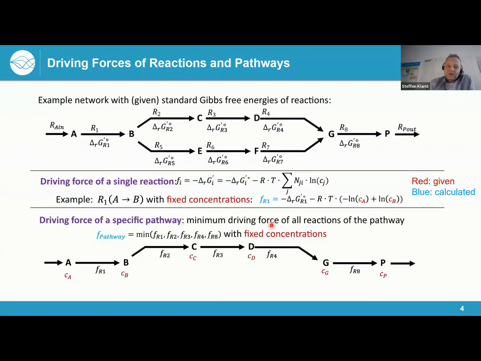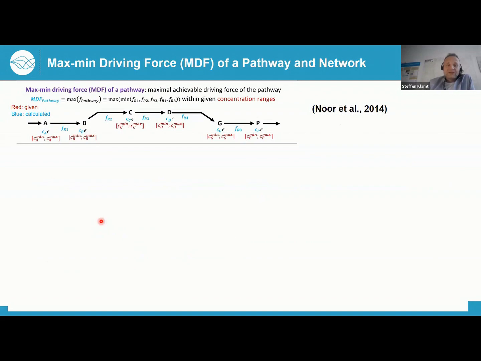Now this can be extended to the driving force of a specific pathway. Here we say that the driving force of a pathway is simply the minimum driving force of all reactions involved in this pathway. So we compute the driving forces according to this formula, and then we take the minimum, and this is the driving force for the pathway.